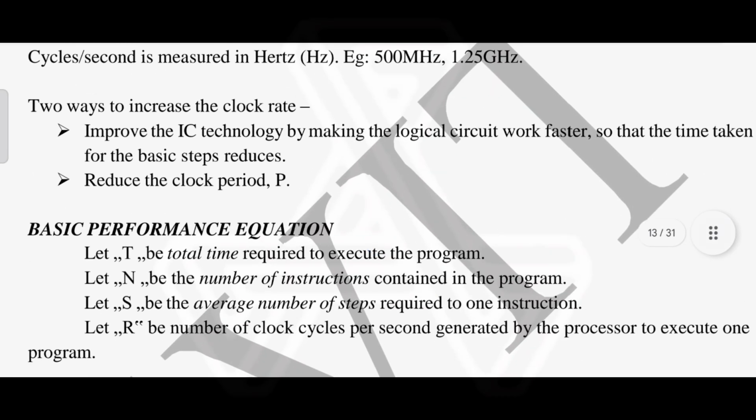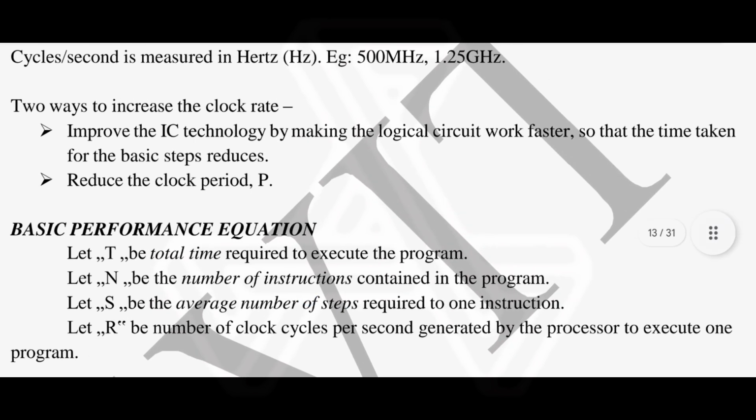Two ways to increase the clock rate: improve the IC technology by making the logical circuits work faster so that the time taken for the basic steps reduces, and reduce the clock period P.